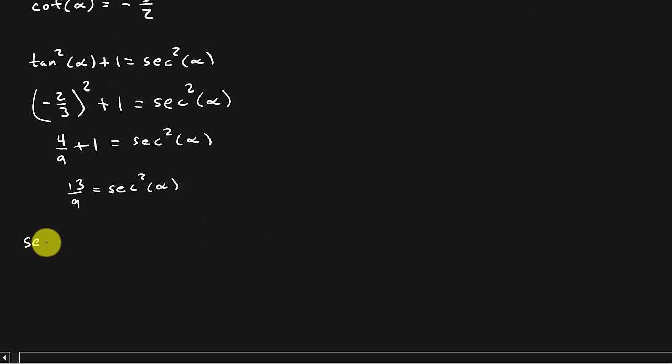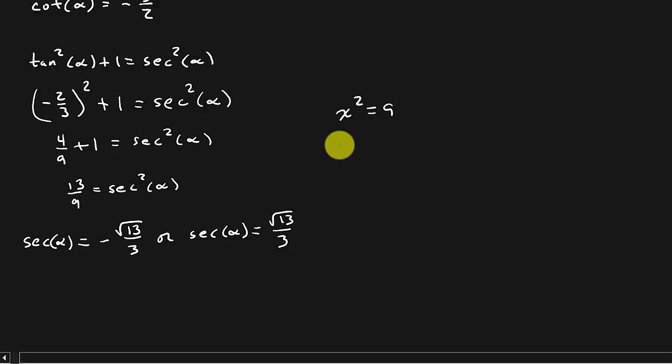And so now I get secant alpha is equal to what? The square root of that, right? But remember, it's plus or minus the square root of 13 over 3. Don't forget, this secant squared equals this number. That's like x squared equals 9, so x is plus or minus 3. Don't forget about that square root property that you learned from algebra.